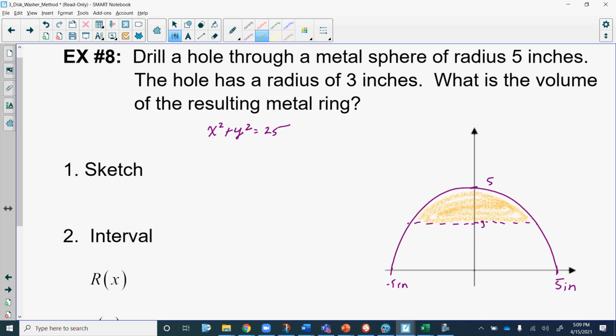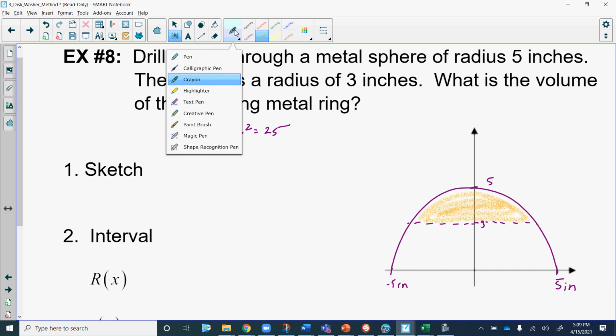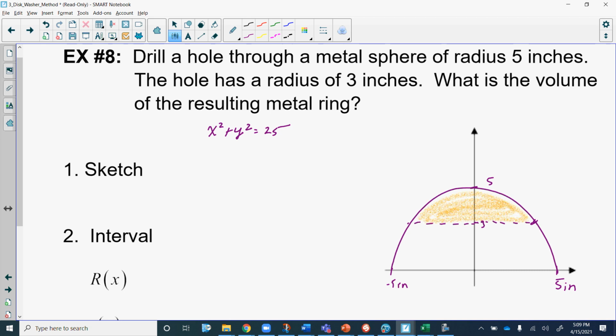So again, if we have one length of 5 and one length of 3, if the radius is 5, then they're going to intersect the two bits here. This is going to be at 4 and 3, and this will be at -4 and 3. And I know I may not be drawing it exactly to scale.